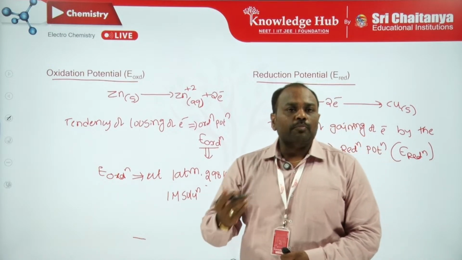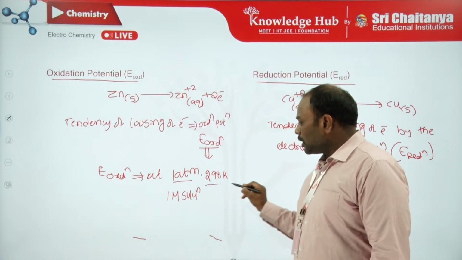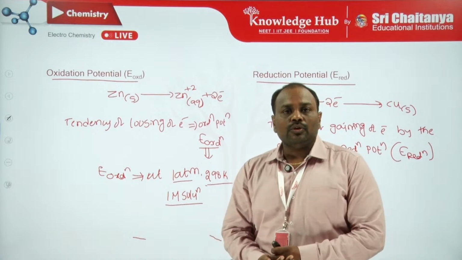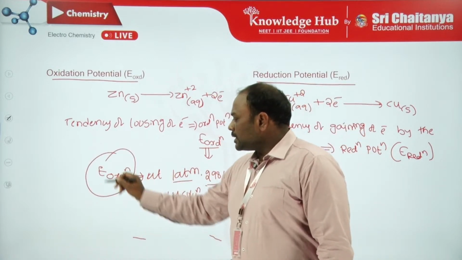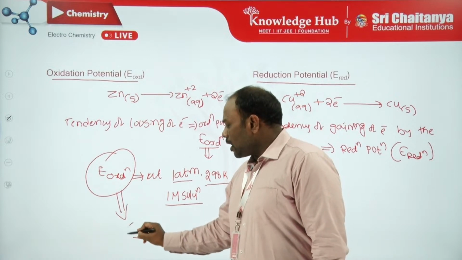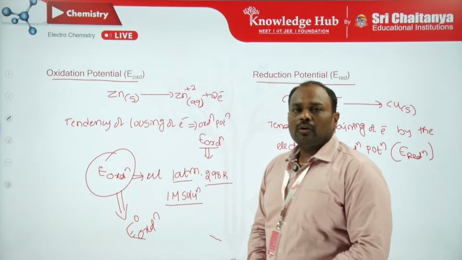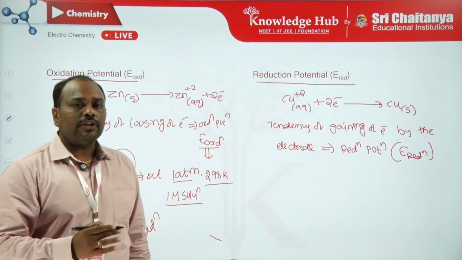Okay, oxidation potential is measured at which conditions? 1 atmospheric pressure, 298 kelvins, and 1 molar electrolytic solution. That potential is known as the standard oxidation potential. So E naught indicates standard oxidation potential.